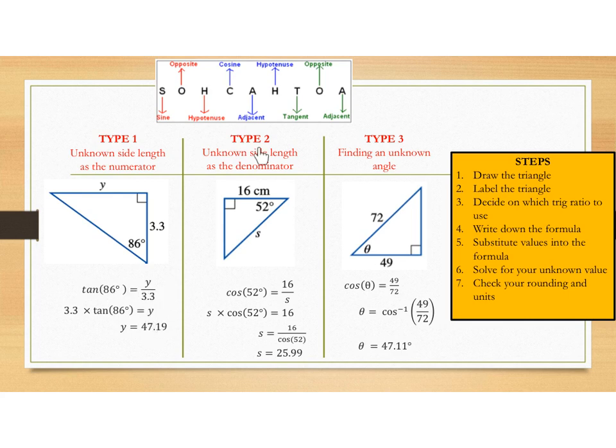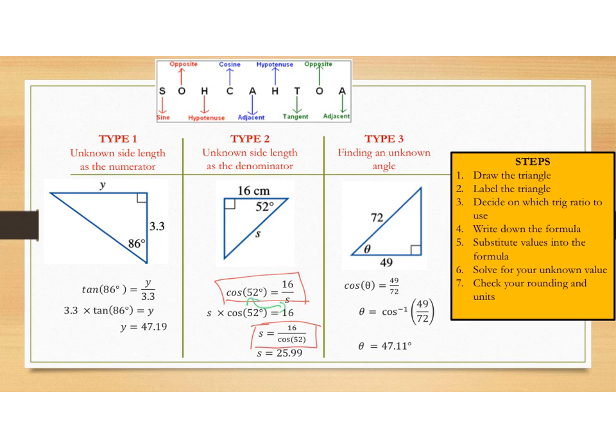The second type is the unknown side length as the denominator. So the ratios can change, but we're just looking at where our unknown is located. So in this case, that unknown is on the bottom half of the fraction. And remember, we learnt that little trick where we can switch them around. So you can skip that middle step if you want and just go directly to here from here, where we've just switched these two around.